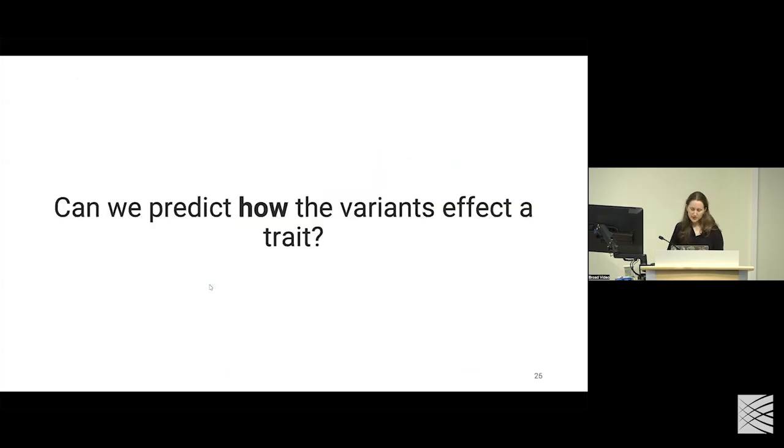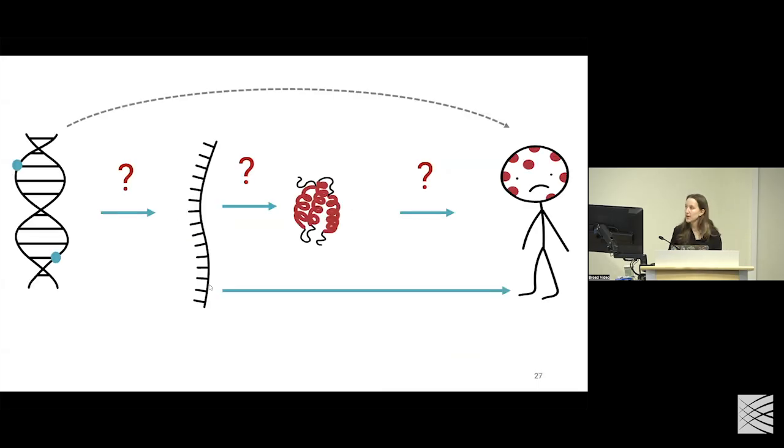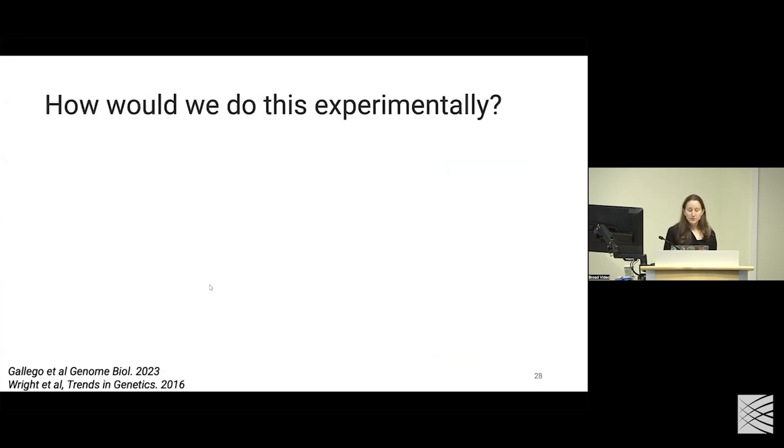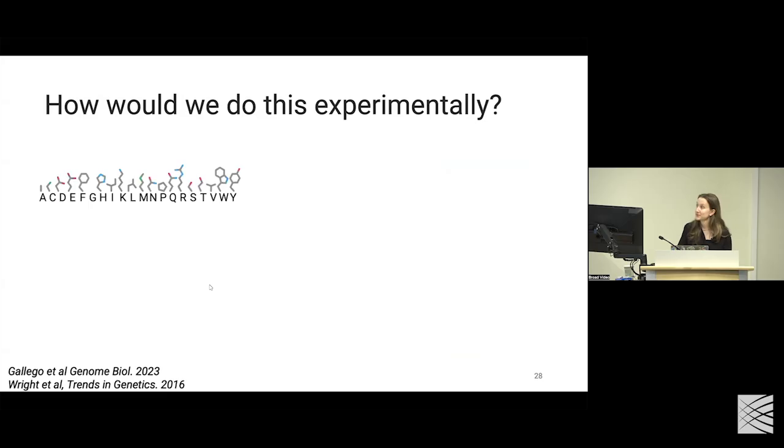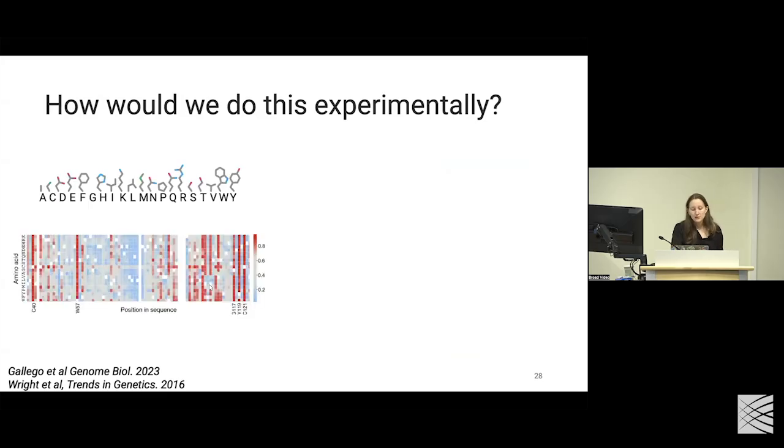So all that is great, finding these associations, but even if we find them, there still is this big question here of, can we predict how the variants affect the trait? So what about all this stuff in the middle? How are we going to get there? So we could do this experimentally. We can use tools to look at the proteome, such as deep mutational scans, where we basically perturb each amino acid and see how it changes something simple like the protein folding, or some downstream assay that we're interested in.